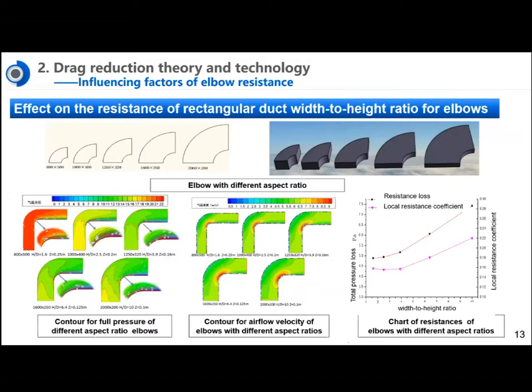Here is the effect of the rectangular duct width to height ratio on the resistance loss of the air elbow. This picture shows part of our team's current results.